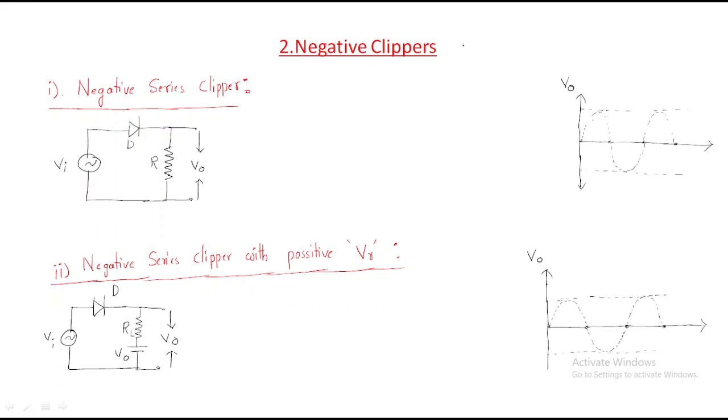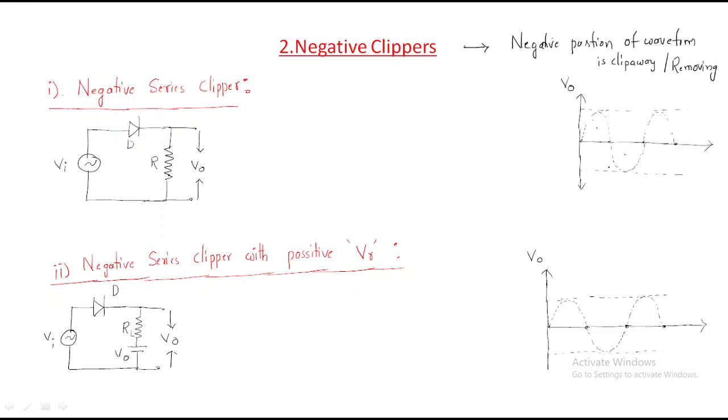So the name itself says the negative portion of the waveform is clipped away. What is the meaning of clip away? Clip away is nothing but removing. Our waveform is a combination of positive wave as well as negative wave. This negative wave is removed.